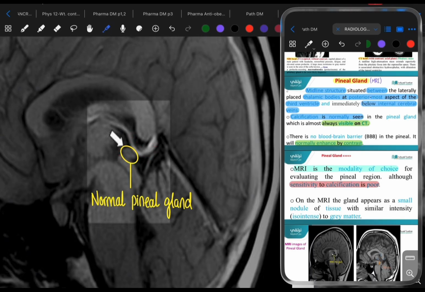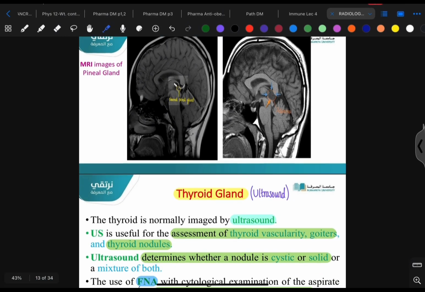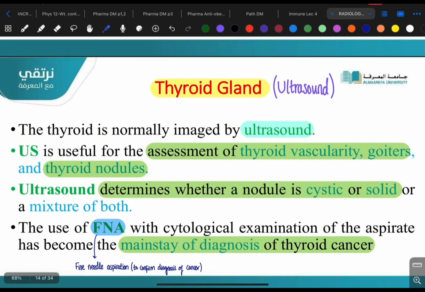Calcification is normally seen in the pineal gland, we just said this, and it's always visible on the CT. Okay, now let's move to the thyroid gland. For the thyroid gland, the first imaging modality is ultrasound.